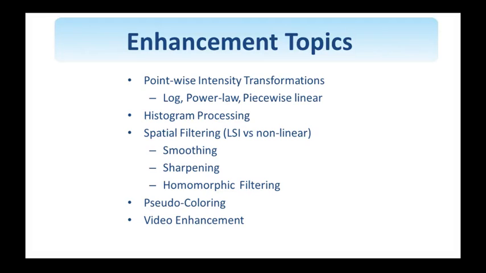The image enhancement topics we'll be covering in this class are point-wise intensity transformations that are defined ahead of time to suit our purposes towards enhancing an image, point-wise intensity transformations that result from objectives we impose on the histogram of the image, and spatial filtering, both linear and spatially invariant and nonlinear. We'll see examples of filtering for noise smoothing, sharpening, homomorphic filtering, applications of pseudo-coloring, and some examples on video enhancement. Let us proceed now with the first topic on the list.